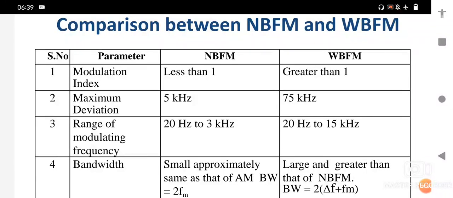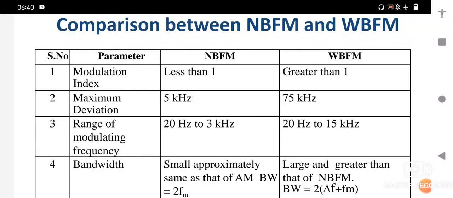Before seeing this topic, we have already seen what an NBFM and what a WBFM is. Based on narrowband and wideband frequency modulation, we have to choose some parameters. Based on those parameters, we compare the two frequency modulation techniques, NBFM and WBFM. So here, what parameters are we considering, and what are the comparisons between NBFM and WBFM?